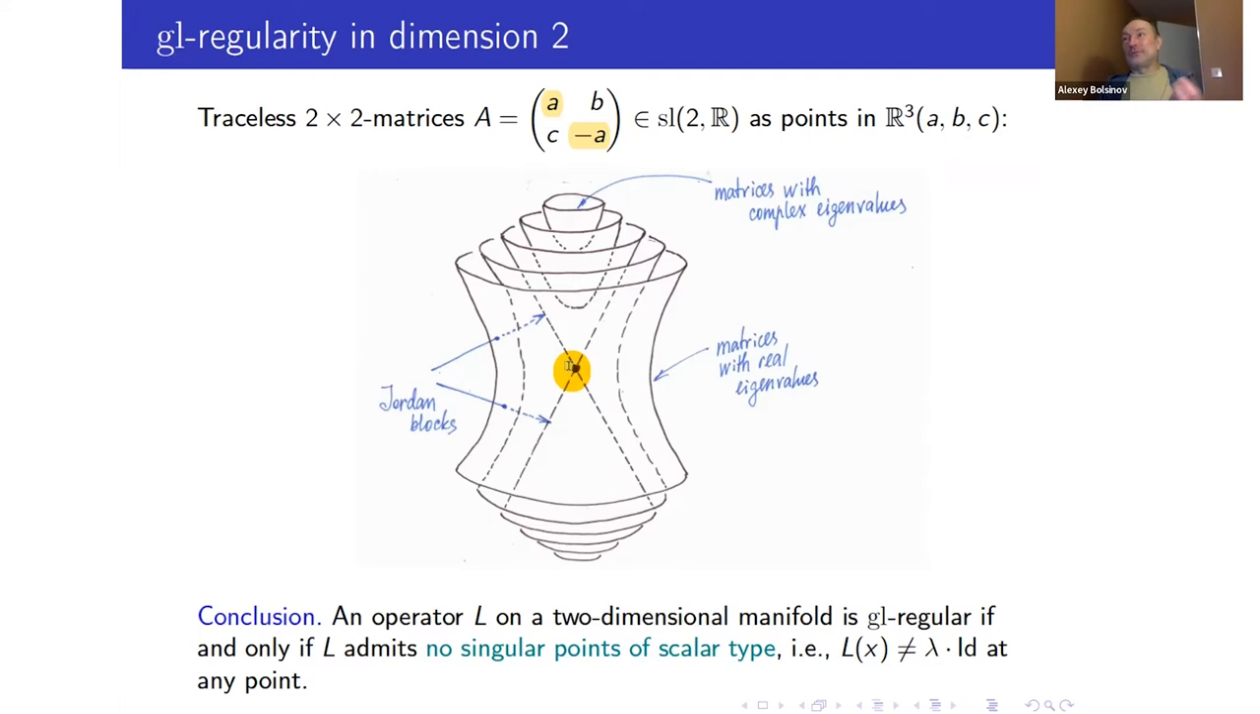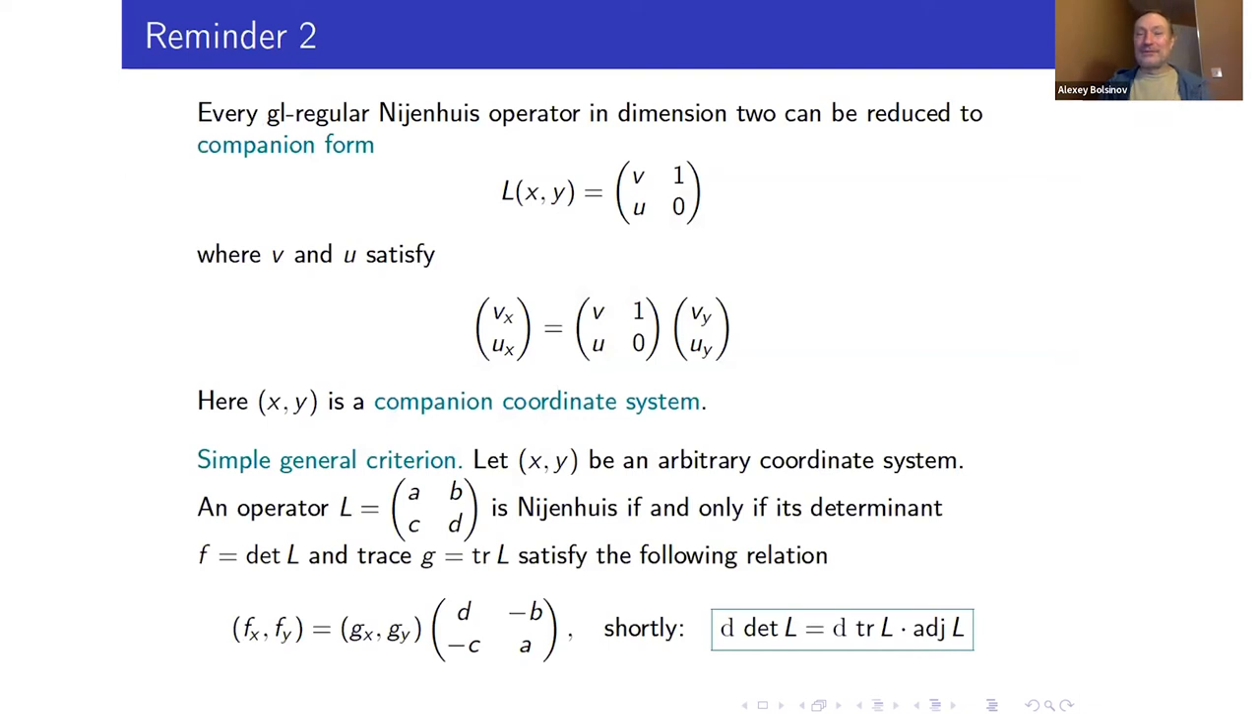It's a one point orbit. So all the other orbits have dimension two. Just conclusion: an operator L on a two-dimensional manifold is GL regular if there are no singular points of scalar type. You remember I discussed such points in my lecture on Monday. Such singularities are forbidden. Everything else is allowed. Good, and two more formulas which we are going to use today.